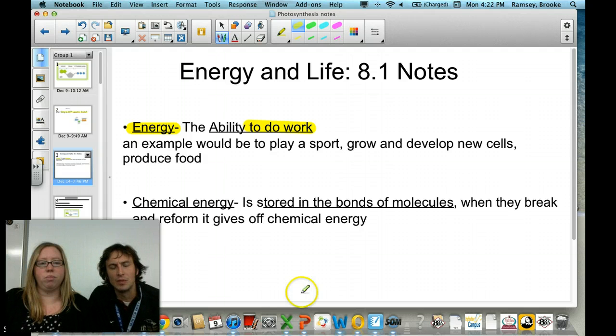Particularly in this unit, we're going to be talking about chemical energy. And remember, chemical energy has nothing to do really with the individual atoms. It has to do with the bonds between the atoms in molecules, okay? When they break, energy is released. When they're formed, energy is stored potentially for use later.